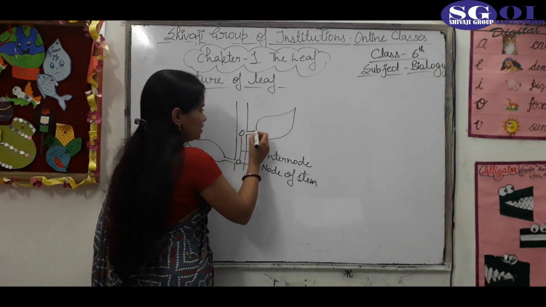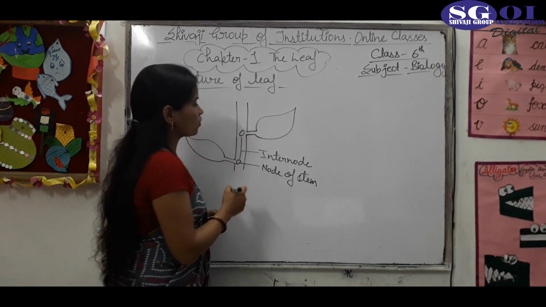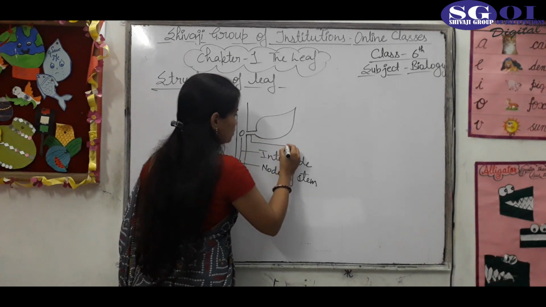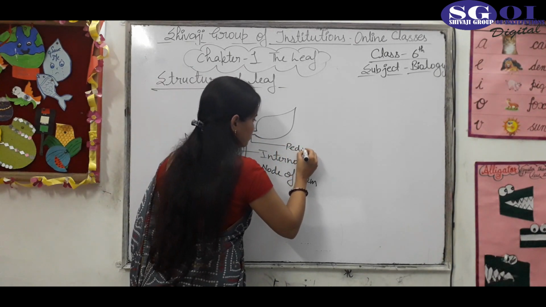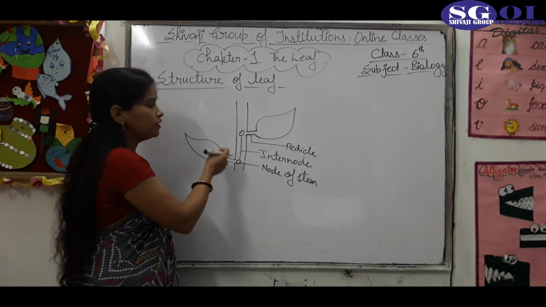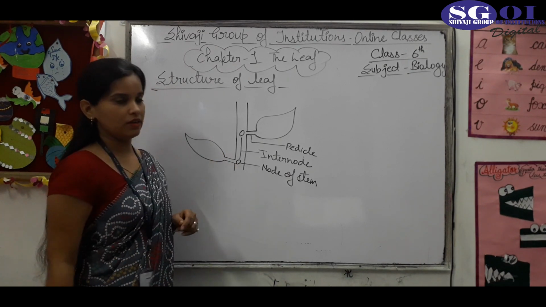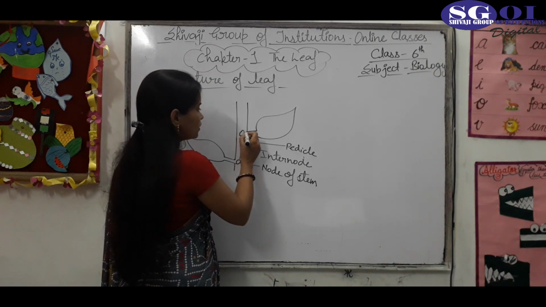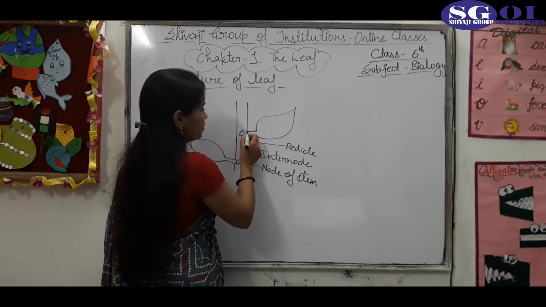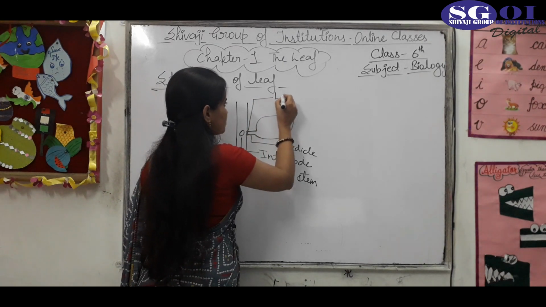And the green stalk like structure is called pedicle. Pedicle means where we hold the leaf. When you pluck a leaf, then you hold the leaf from this place. This is called pedicle. And the base of the pedicle is the leaf base.